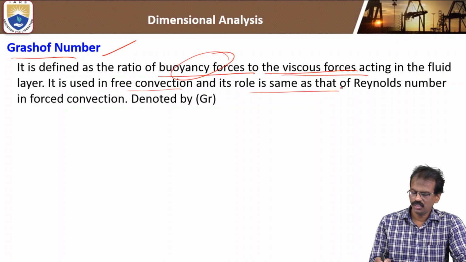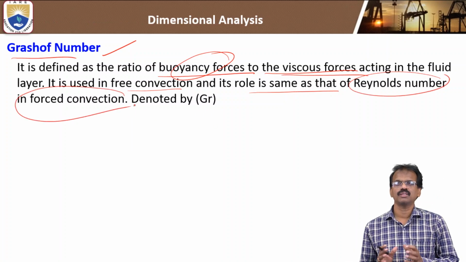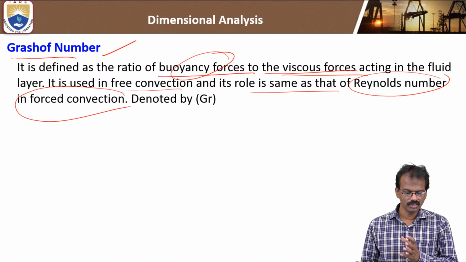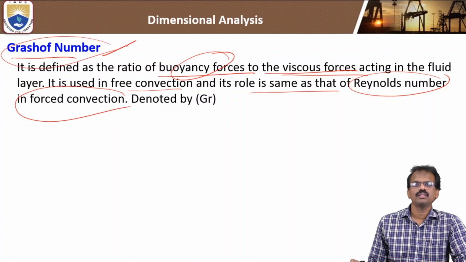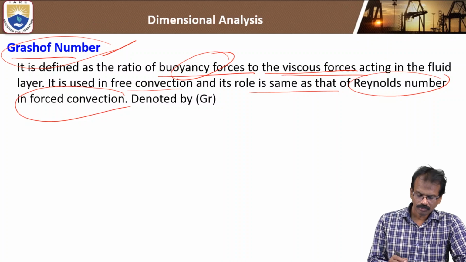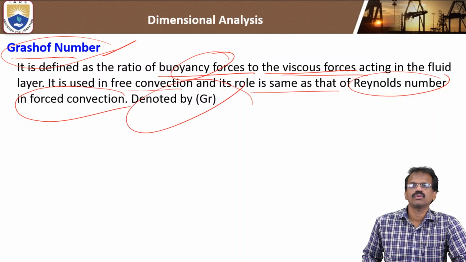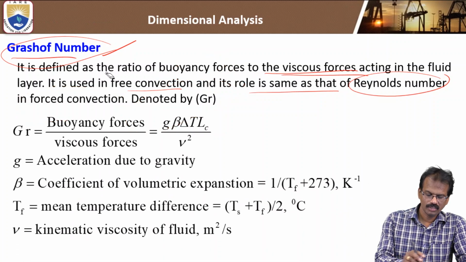Its role is the same as the Reynolds number in forced convection. It means that in forced convection the Reynolds number is used to study the forced convection, and in a similar manner the Grashof number is used to study the natural convection. It is denoted by Gr, the Grashof number. So this is the formula. You know this one.